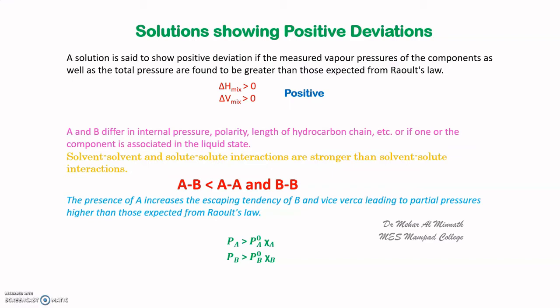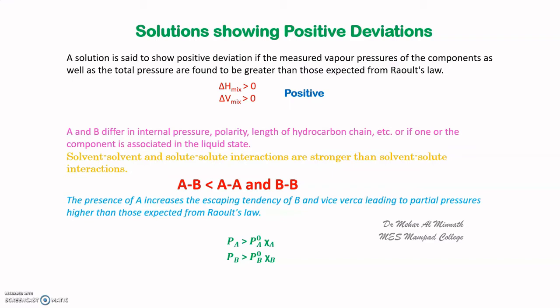If it is an organic compound, etc., that means there will be a structural difference between the components. The main reason is that the solvent-solvent and solute-solute interaction, that means AA and BB interaction, is greater than the solvent-solute interaction, AB interaction. It means the intermolecular force between the two components A and B will be less than the intermolecular force between A and A or B and B.